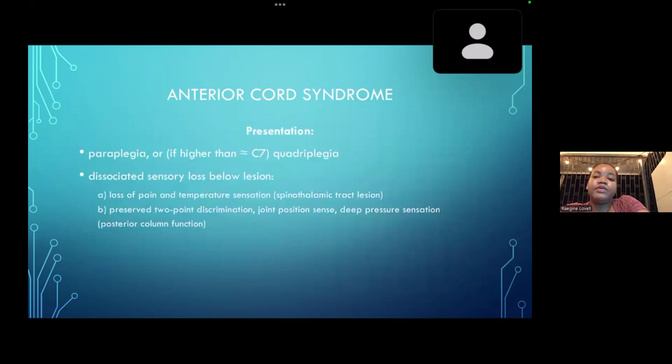The patient could present with paraplegia, or if the injury is higher than C7, quadriplegia, and the sensory loss below the lesion is dissociated. So there's a loss of pain and temperature sensation due to injury of the spinothalamic tract, and preserved two-point discrimination, joint position sense, and deep pressure sensation due to the intact posterior column function.